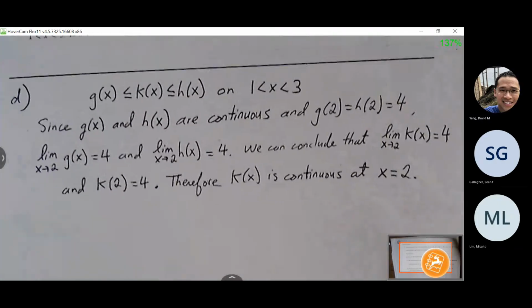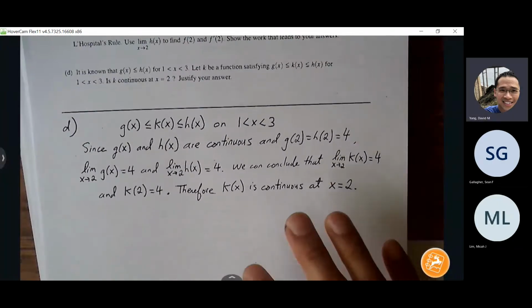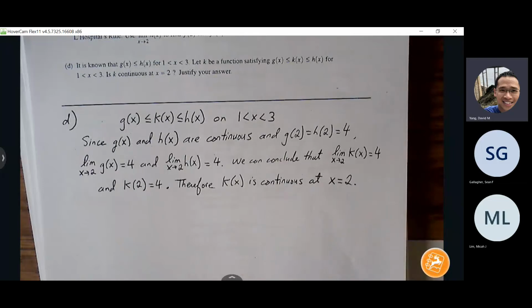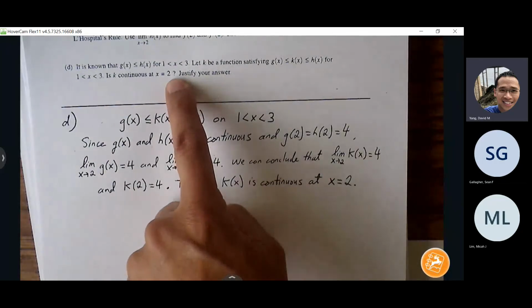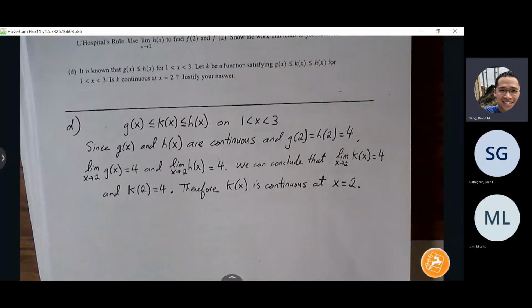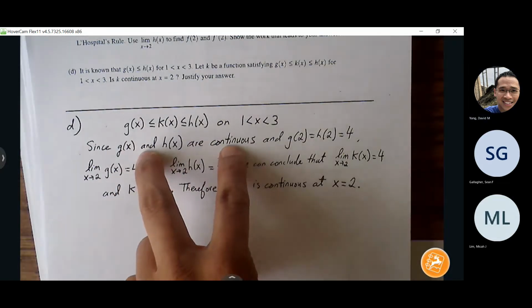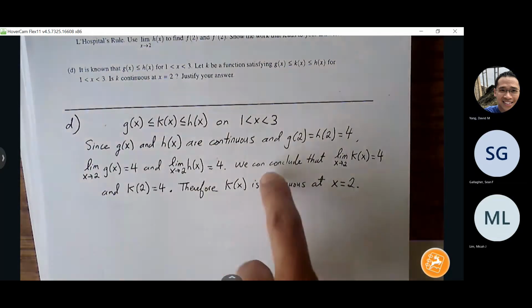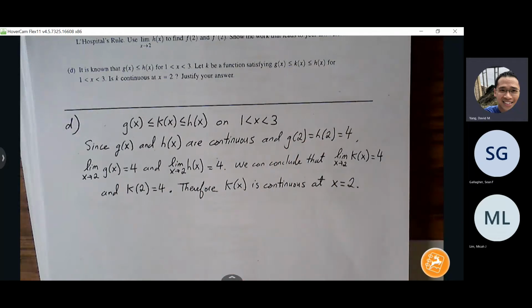Part D. It is known that g of x is less than h between 1 and 3, and k satisfies that it is between g of x and h of x for x between 1 and 3. Is k continuous? Okay, well, we know that g and h are continuous, and g of 2 and h of 2 are equal to 4.